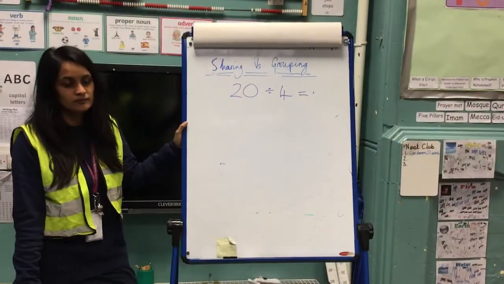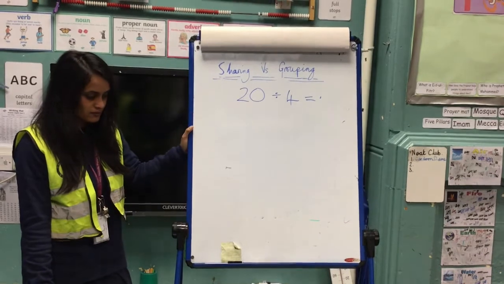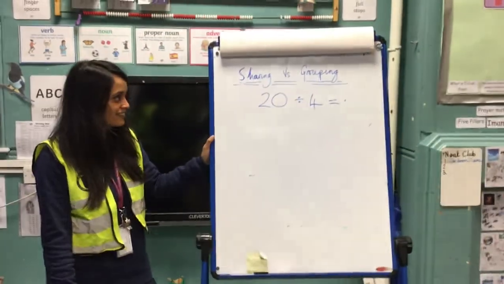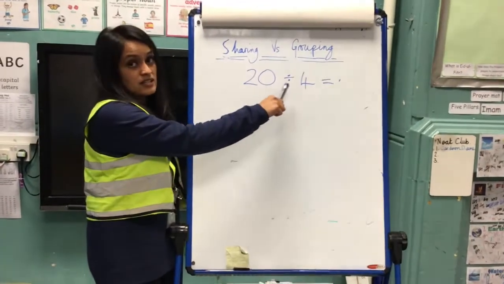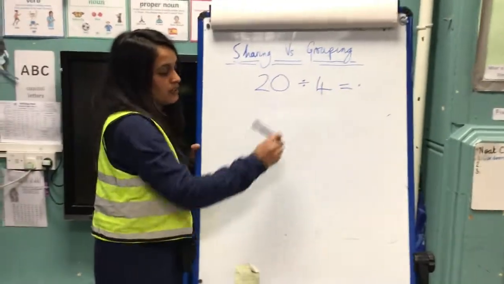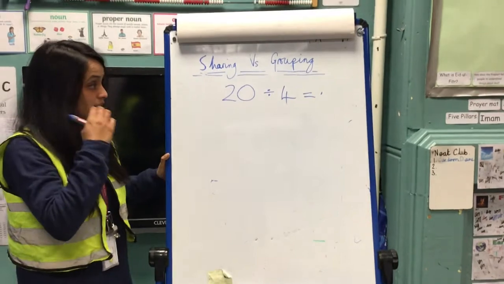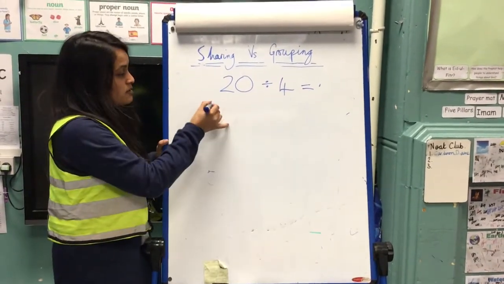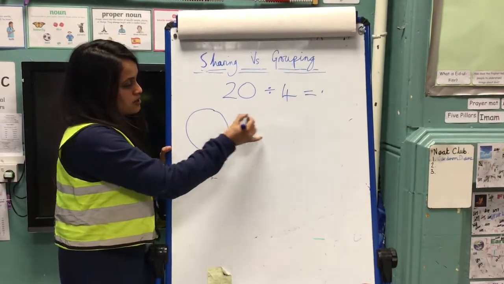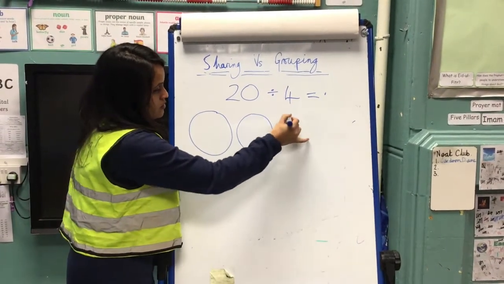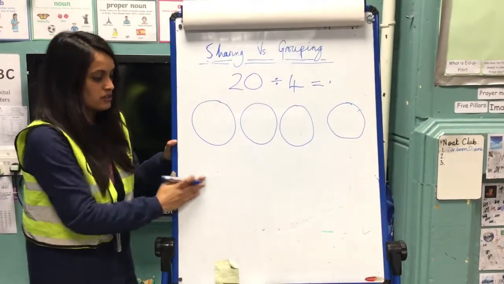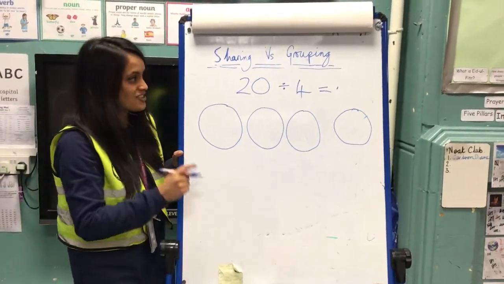Okay, so far we've been doing sharing and grouping using concrete objects. Now Miss Ali is going to show you how to do it using pictorial methods. We've chosen a different number sentence. 20 divided by 4 equals. Previously I had 3 different groups. This time round we need 4 groups, and I'm going to draw my 4 circles. 1, 2, 3, and 4. What do you think you need to do next? That's right, children.